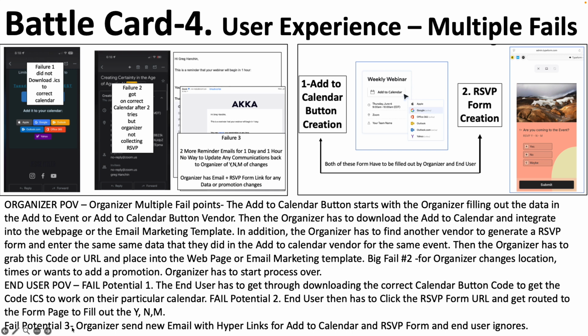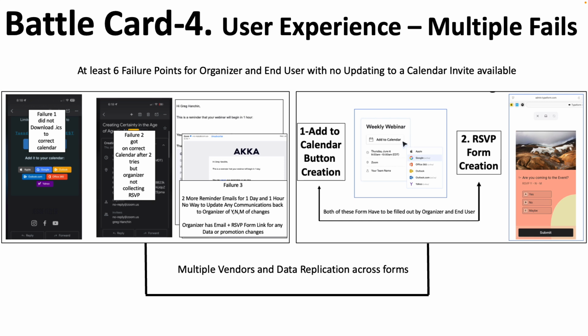And then fail number 3 really for the overall exercise here for the organizer is the organizer would have to send a new email with hyperlinks for the add to calendar button and RSVP form, and the end user ignores this whole event status because they're just fed up with event fail number 1. They didn't get on. It changed the date, the hour, location, or they added a promo, and the end user just gave up. So we see that from this personal experience.